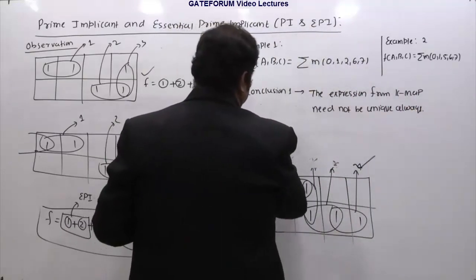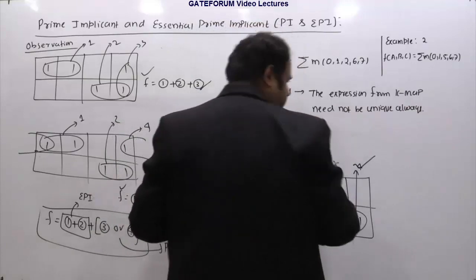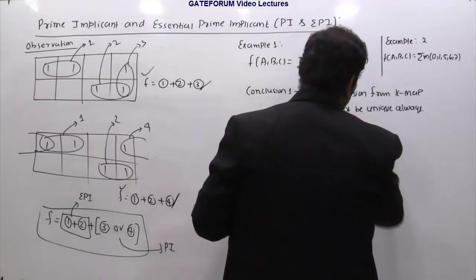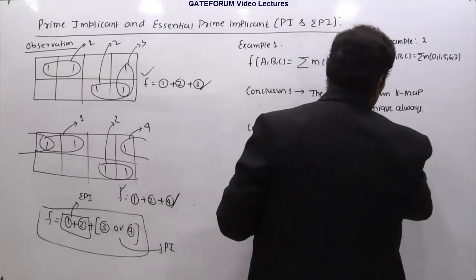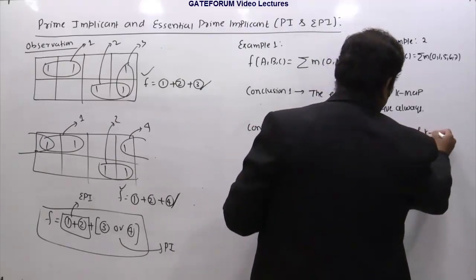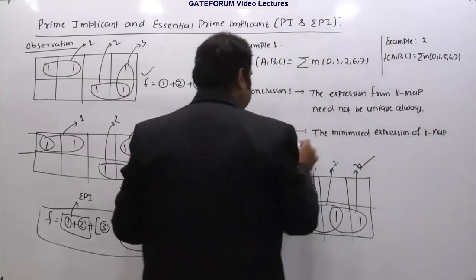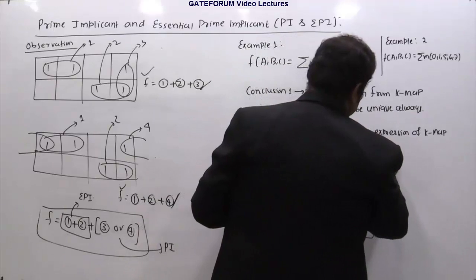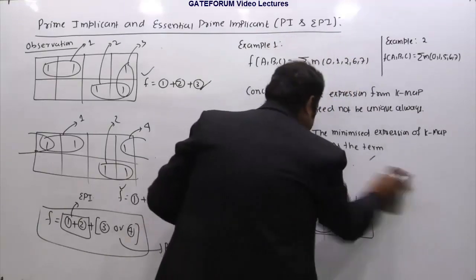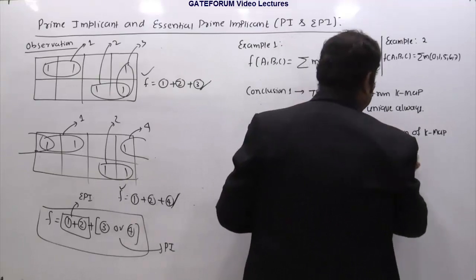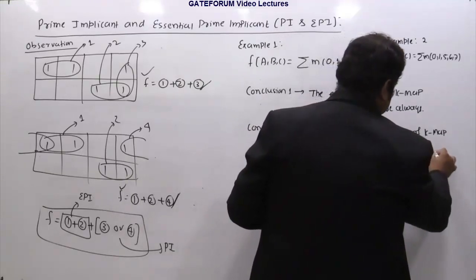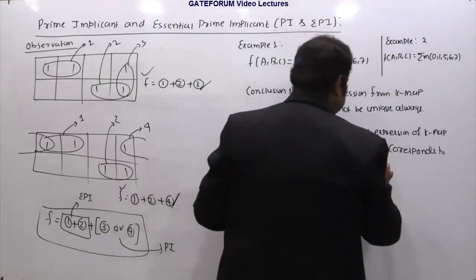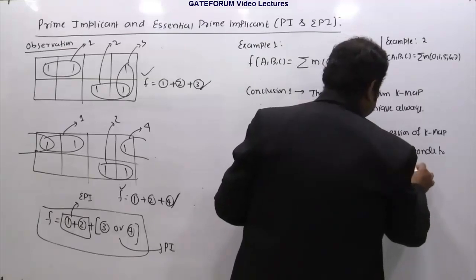Conclusion 2. The minimized expression of K map contains the terms corresponding to all EPIs and optional PIs.